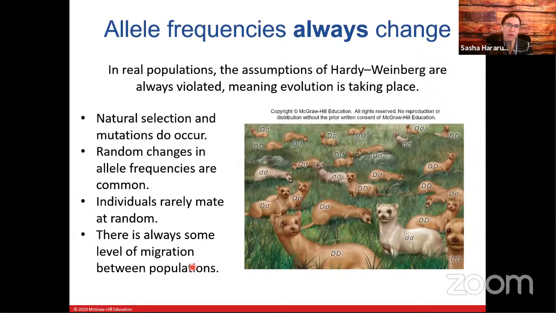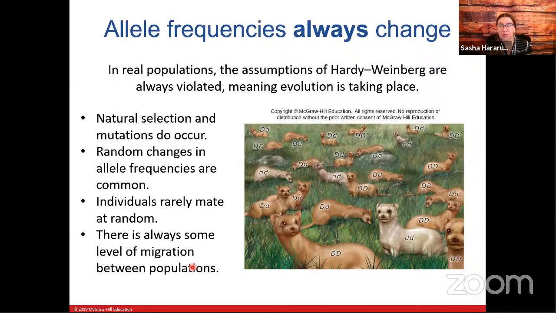What else? Yeah, individuals mate at random, meaning there's no sexual selection going on. And another big assumption is that the alleles do not mutate. The genes do not mutate, which they do.